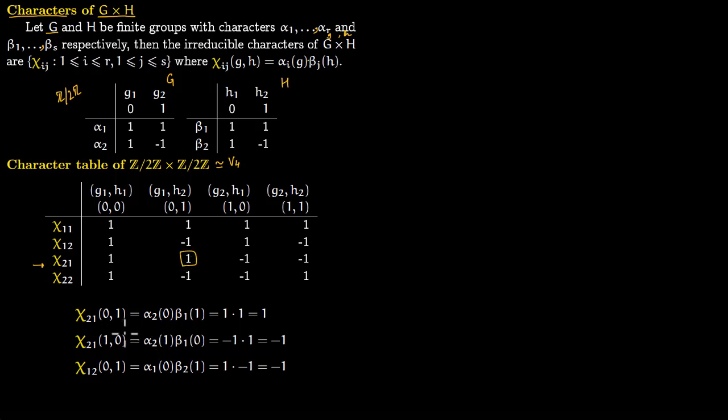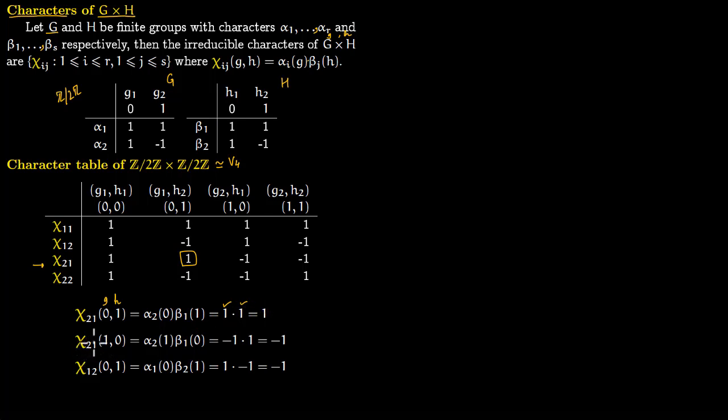How did it come about? Again, same formula here, i corresponding to alpha, j corresponding to beta. So 2 corresponds to alpha 2, 0 is the first element, this is G and this is H, and beta 1 of 1. So alpha 2 of 0 is 1, written right here, and beta 1 of 1 is 1, comes here. 1 times 1 gives you 1.